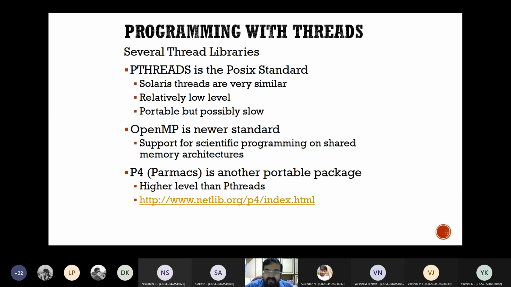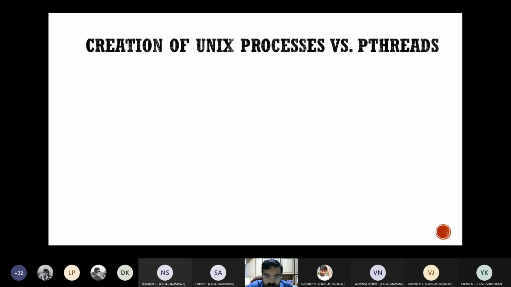So there are different threads that we use. Thread libraries are there. Pthreads is one library primarily used in Solaris and Unix. It is a good thing, and OpenMP is another standard for threads. PThreads and Pthreads-like libraries are other options. I believe OpenMP is used in several scientific programming applications, and so on and so forth.